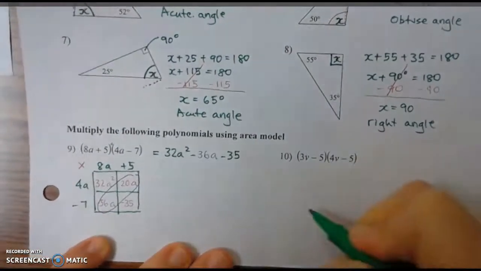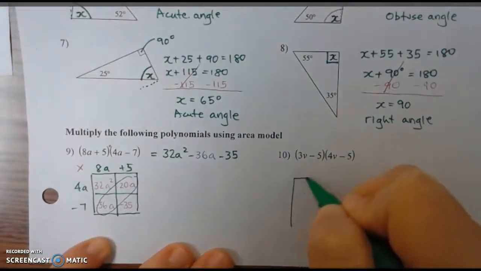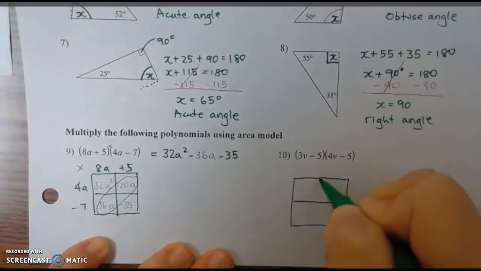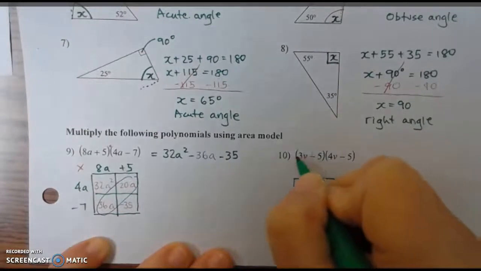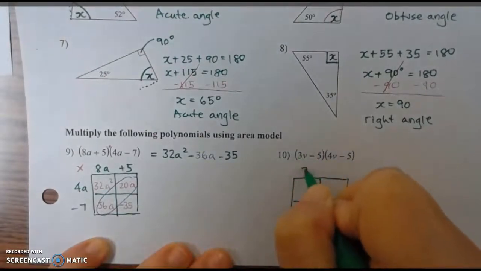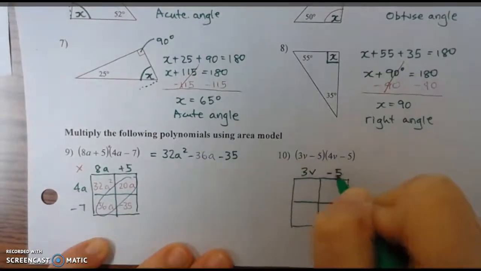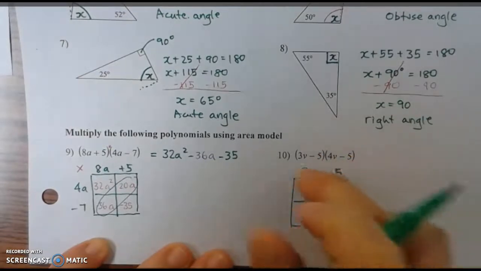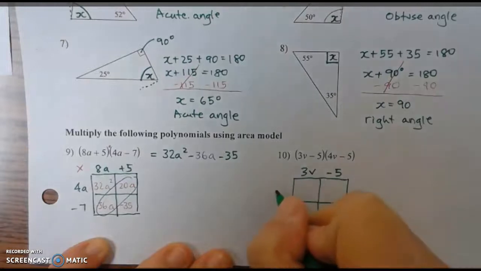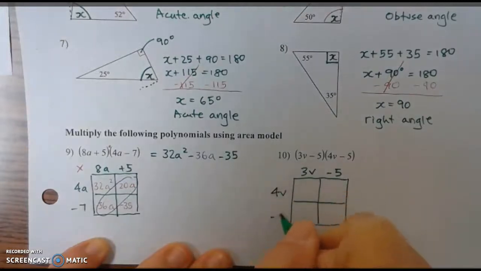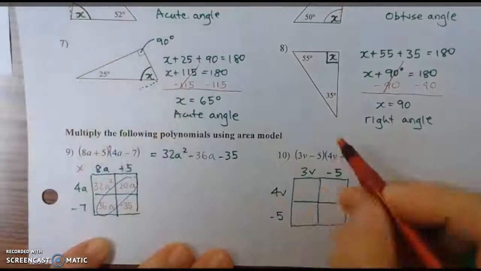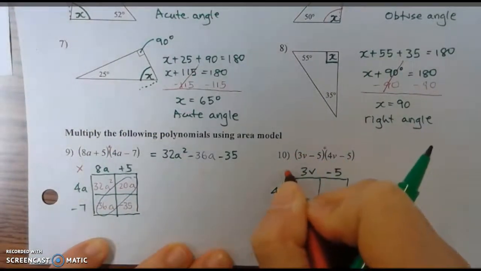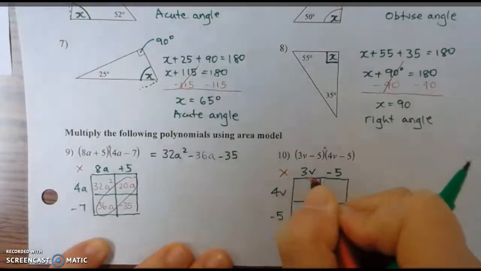Okay, number 10, same thing. Draw your area model, a 2 by 2 box. And then you're multiplying. The first binomial is 3v minus 5. You could have written it over here, and you could have written 4v minus 5 over here. Does not matter. Okay, 4v minus 5 goes here. Again, because between the two parentheses, we're talking about multiplication. We're multiplying each of the parts.